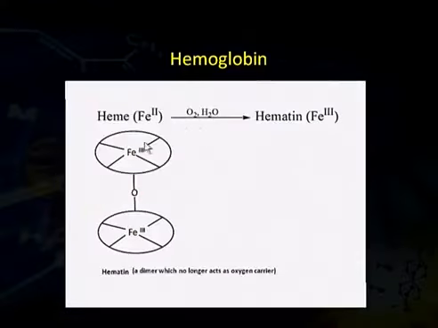Like we can see here, this is the iron 2+ present in heme. If it binds with oxygen and water, irreversibly it forms hematin, that is Fe2+ is oxidized to Fe3+ hematin. This is the structure of hematin, and hematin is a dimer which no longer acts as an oxygen carrier.